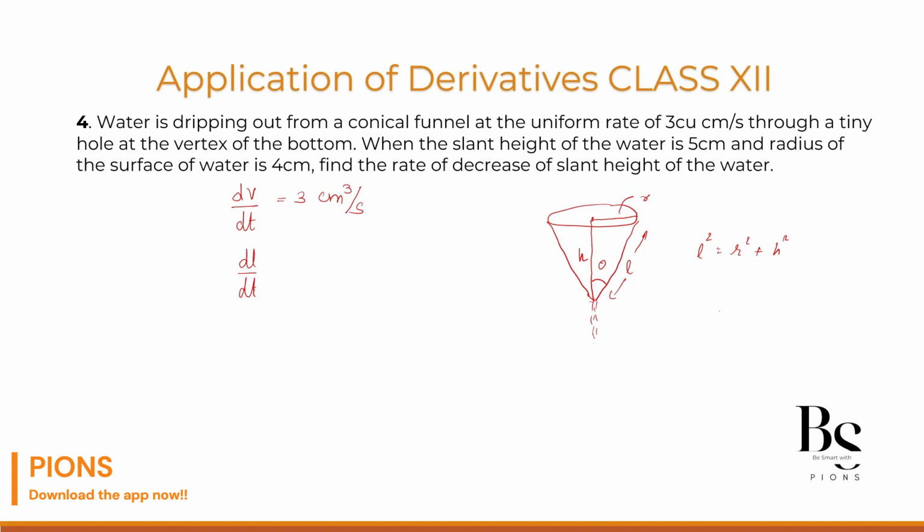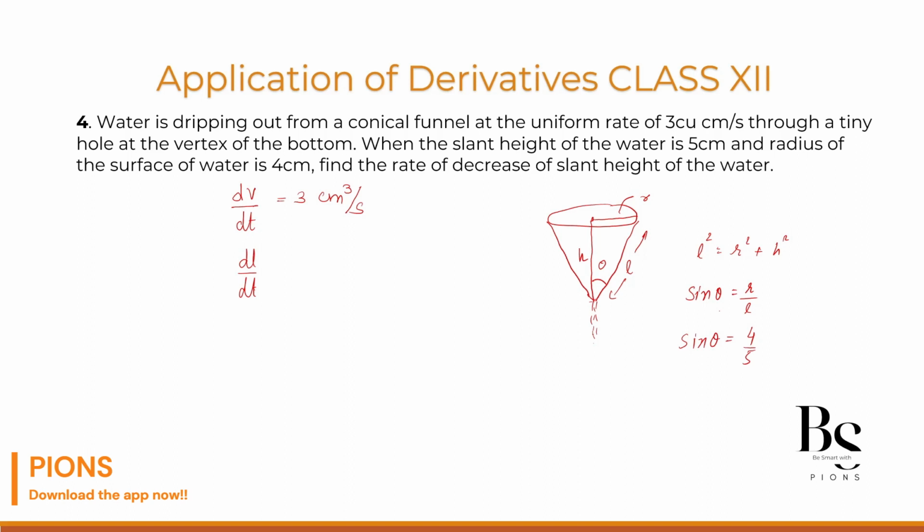So we can take for this angle the hypotenuse is l and the perpendicular here is r, right? So sine of angle theta will be equal to perpendicular upon hypotenuse, r upon l, correct? Now what is our r? r is the radius at any instant. Radius is 4 and l is how much? That is 5. So sine theta, which is fixed, is 4 by 5.